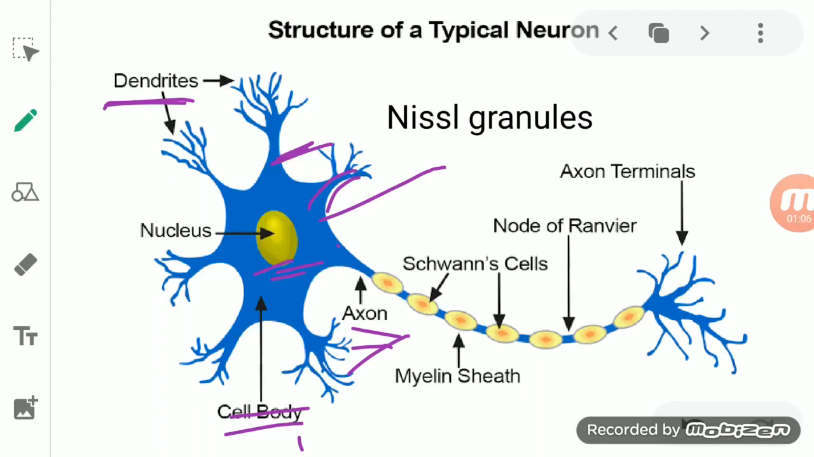It is used to carry information from different directions, from this direction, from this direction, and it helps in taking all the information from different directions and throwing it into the cell body, or the cyton.